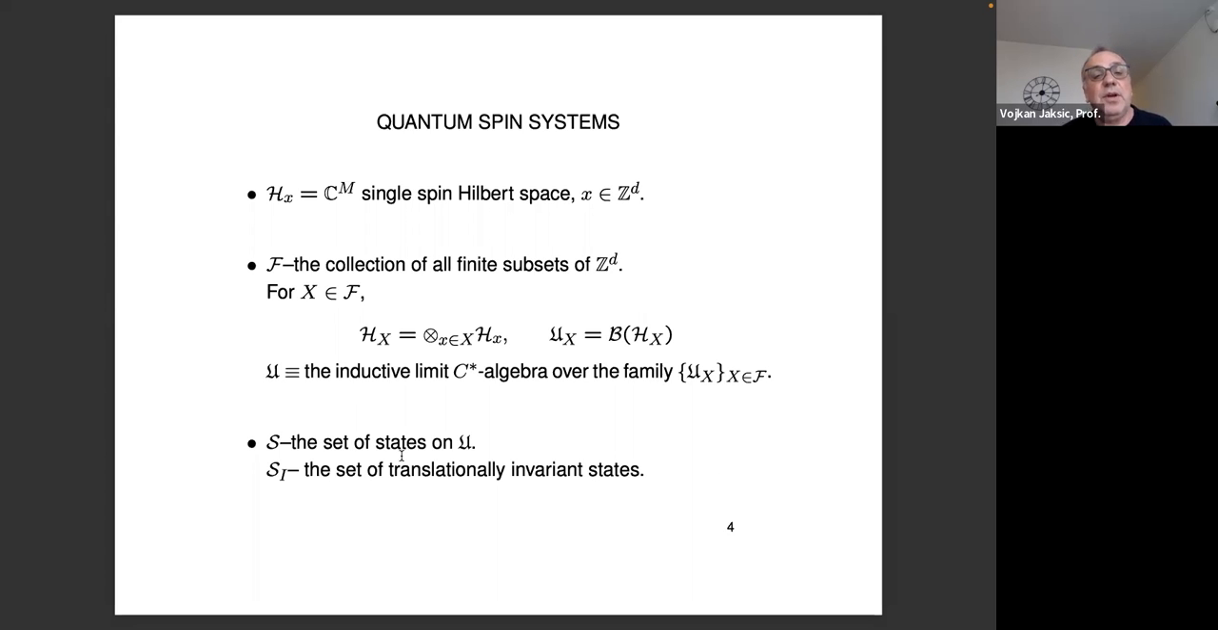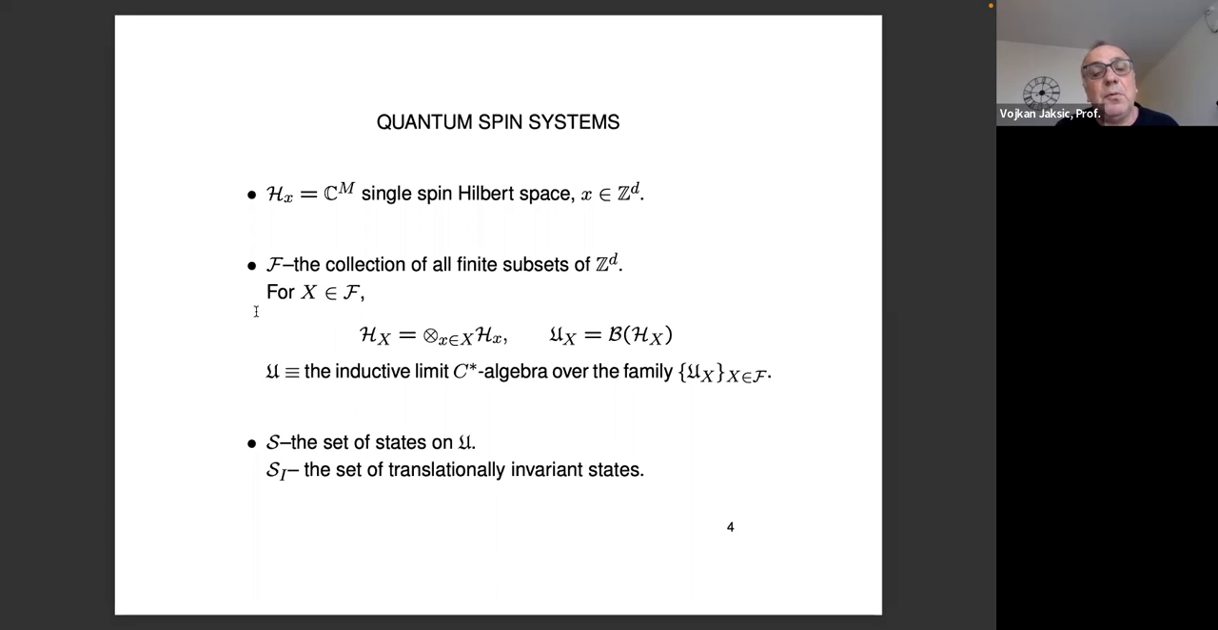And to a spin configuration X, we associate a Hilbert space, which is just the tensor product of the Hilbert spaces associated to the spins located at the sites in the big X. So H_X is the tensor product of H_x, where x is in the configuration X. And of course we have the algebra of observables that is associated to the configuration X. It is just the usual C*-algebra, the matrix algebra of all linear maps from H_X to H_X, equipped with the usual operator norm.